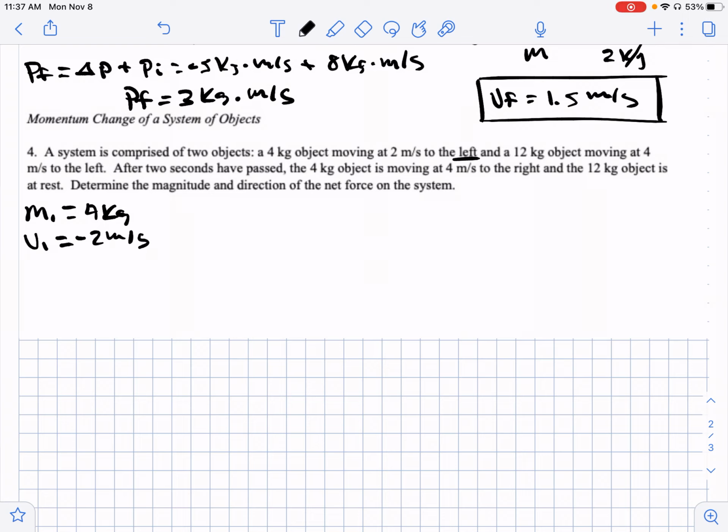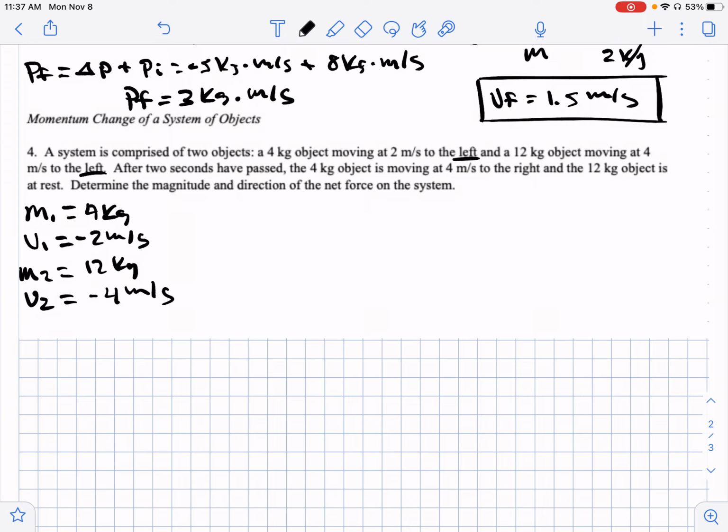And then we have a 12 kilogram object, so I'll call that M2. That's the mass of the second one, and it's equal to 12 kilograms. And it's moving 4 meters per second also to the left, so it's negative. So your V2 is equal to -4 meters per second.